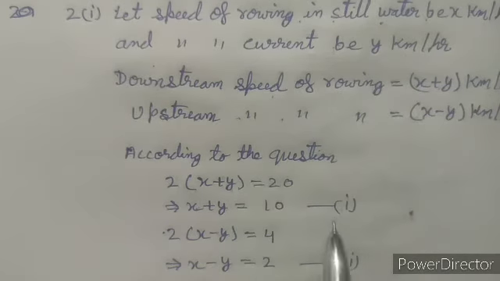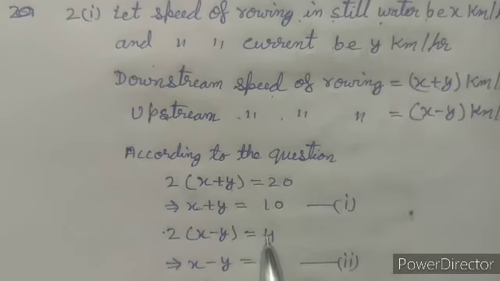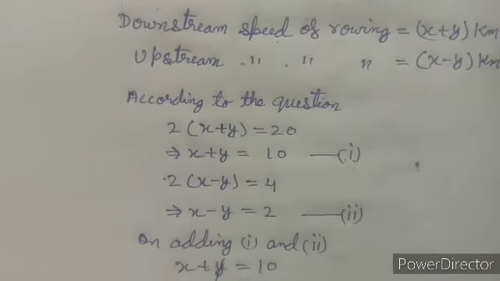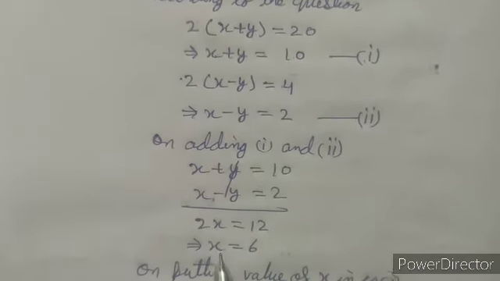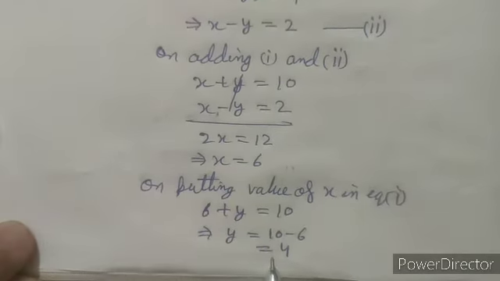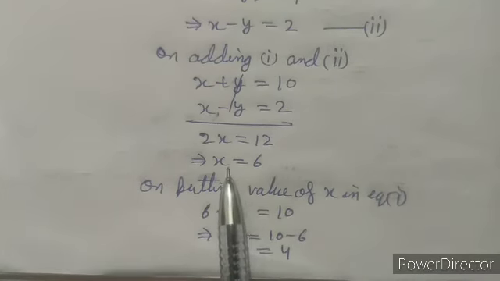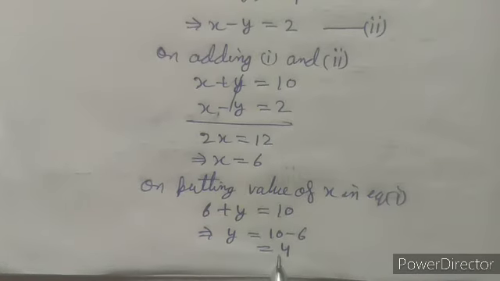Similarly, she can row upstream 4 kilometer in 2 hours. That means 2 into upstream speed, that was x minus y, will be equal to distance, and that was 4 kilometer, and this will give us x minus y equal to 2. Now we can easily solve the equation first and second by elimination method to get the value of x and y. So from here we can say that the speed of rowing in still water is 6 km per hour and speed of current is 4 km per hour.